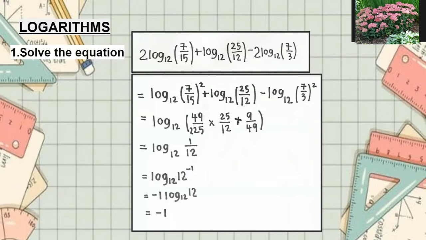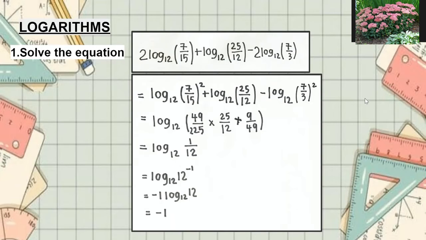So first of all, we need to move the 2 to the power of 7 over 15 and we apply the same concept for 7 over 3 too. Then we square the 7 over 15. But when we square the 7 over 15, we need to put bracket so that both numbers will be squared. So the result of the square, we will get 49 over 225.